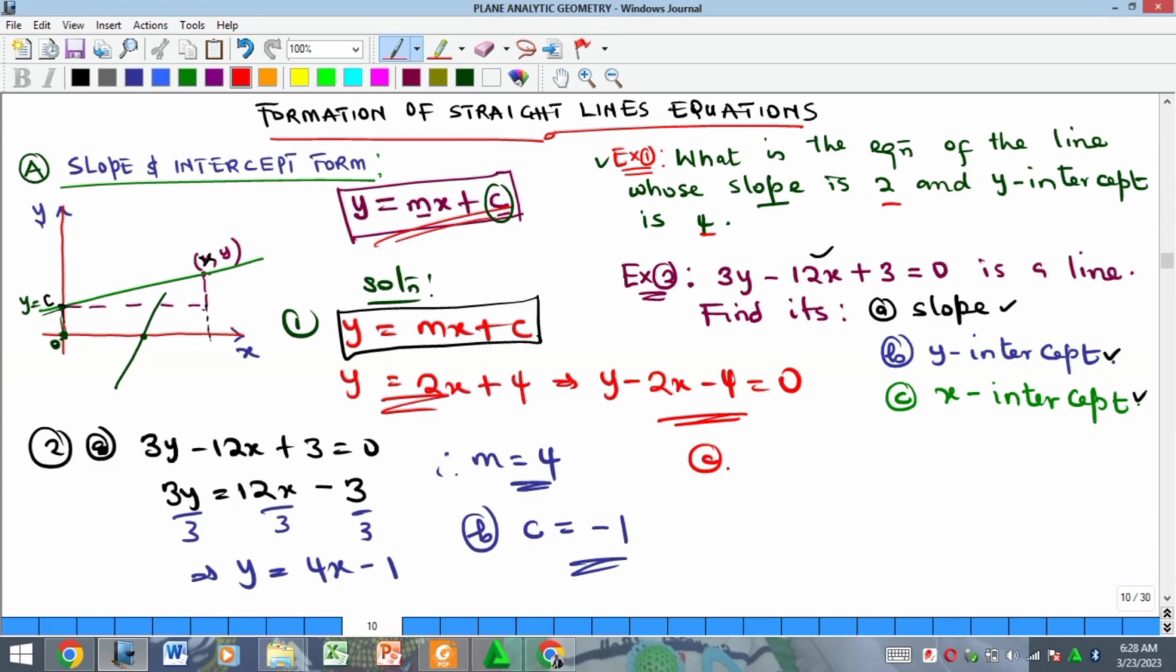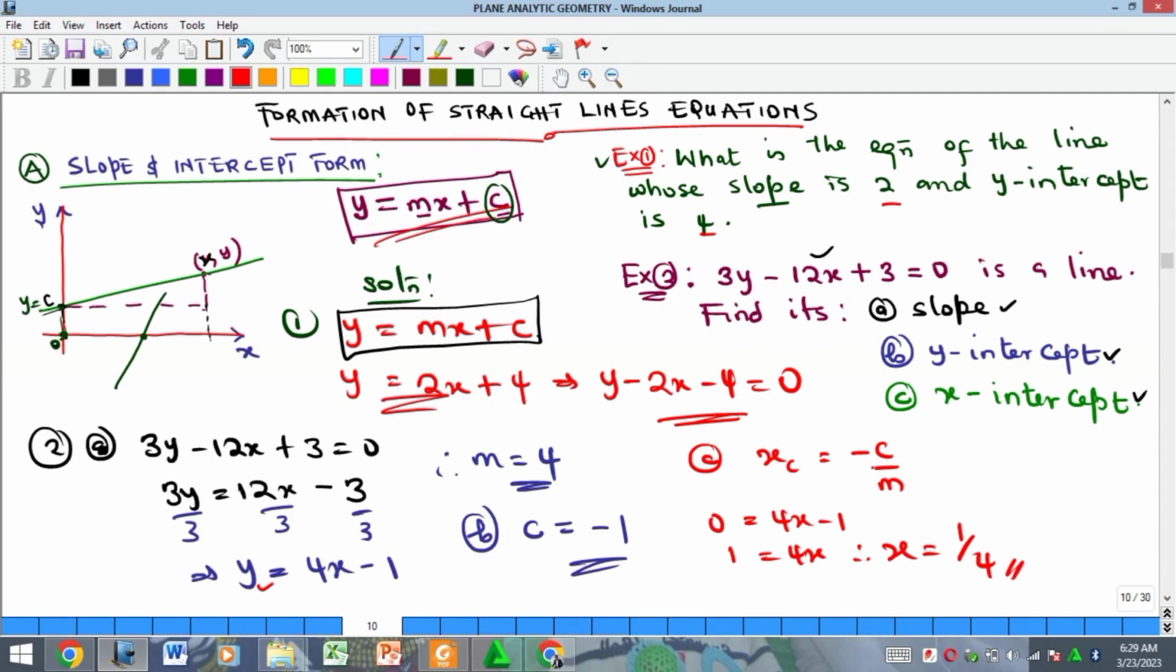Remember I said to get the x-intercept, just make your y to be 0. If you can't remember that formula where I got my x-intercept as minus c all over m, all you need to do is make y 0. So 0 is equal to 4x minus 1. Taking this to this side, I'll have 1 is equal to 4x. Therefore, my x-intercept is equal to 1 over 4.